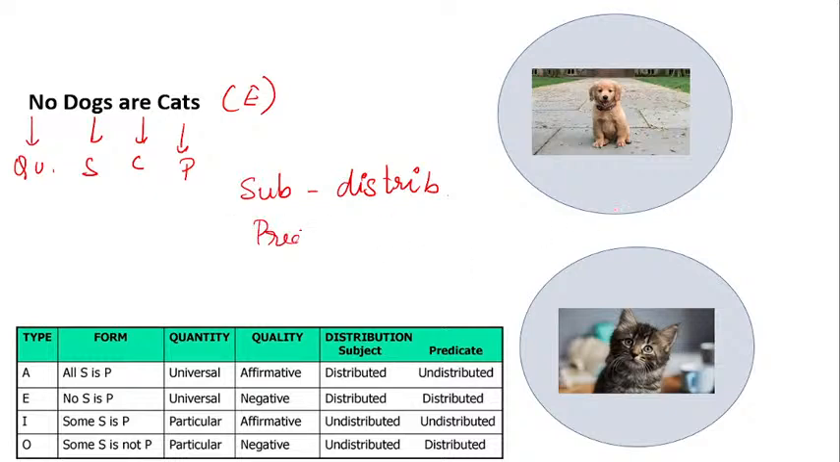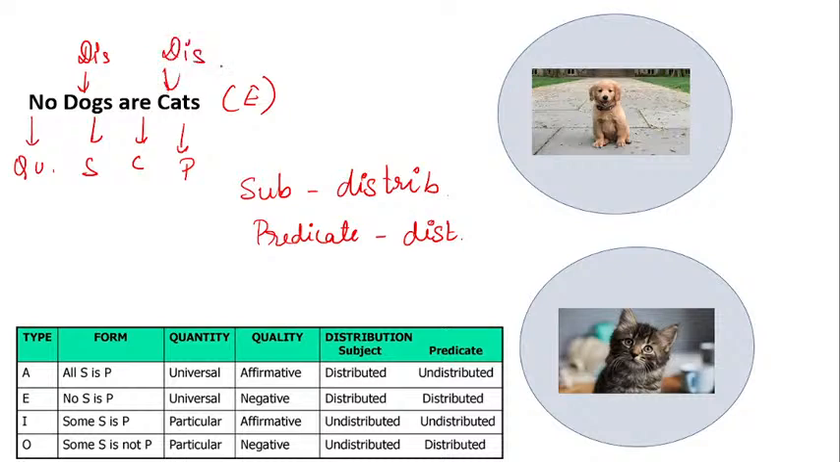And if I talk about the predicate, what is the predicate? The predicate is cats. I am saying no dogs are cats, so the predicate term is also distributed. How? Because there is no relationship between dogs and cats. If there is a dog, you cannot call it a cat, and if there is a cat, you cannot call it a dog. So the subject is distributed and the predicate is also distributed. I am talking about each and every dog in the world, and each and every cat in the world.